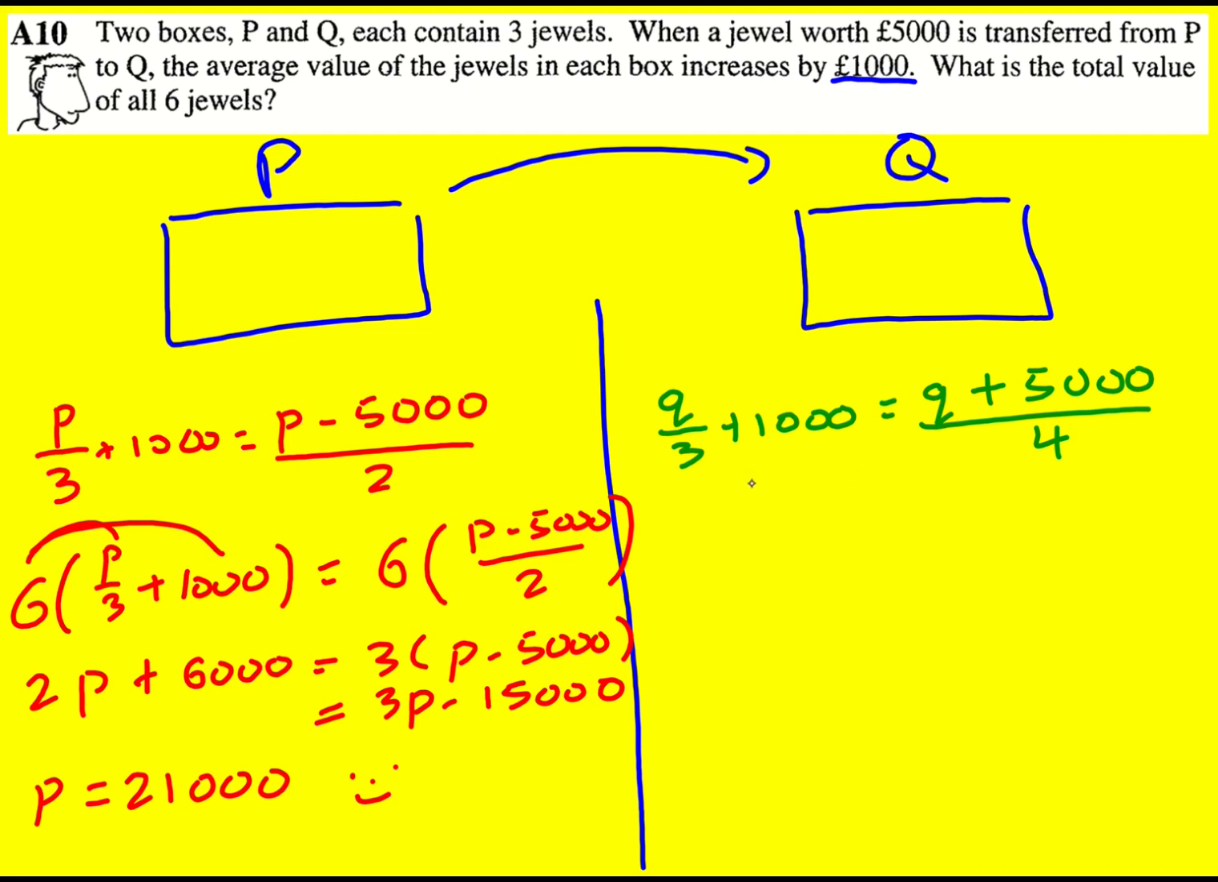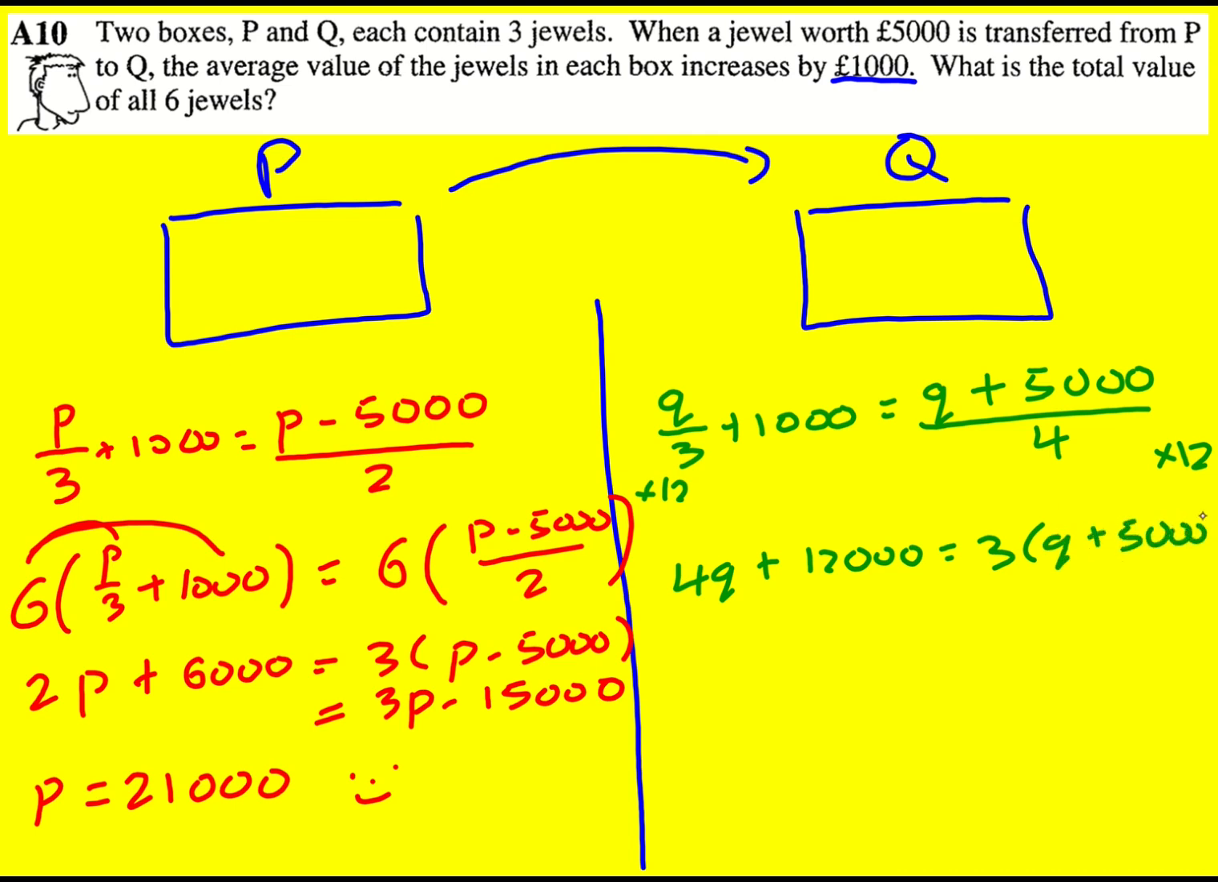The lowest common multiple of 3 and 4 is 12, so this time we're going to times through by 12. I'm going to go straight for just each term this time, so I'll get 4Q plus 12,000 is equal to 3, because the 12 and the 4 partially cancel, 3 times Q plus 5,000.